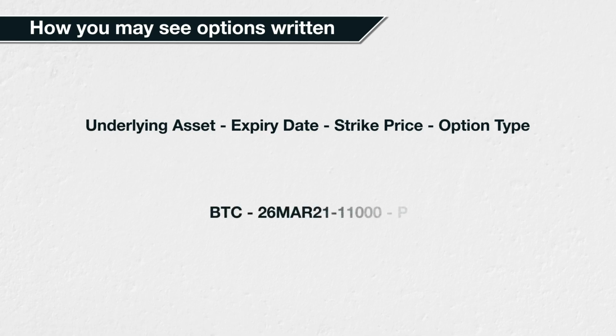If you see an option written as BTC-26MAR21-11,000-P, this means the underlying asset is Bitcoin, BTC, the expiry date is the 26th of March 2021, the strike price is $11,000, and the option type is a put. The buyer of this put option is purchasing the right to sell Bitcoin at a price of $11,000 on the 26th of March, 2021. The final of the 5 parameters, the option price, will be displayed in the option chain and in the order book for each option. More on this later.